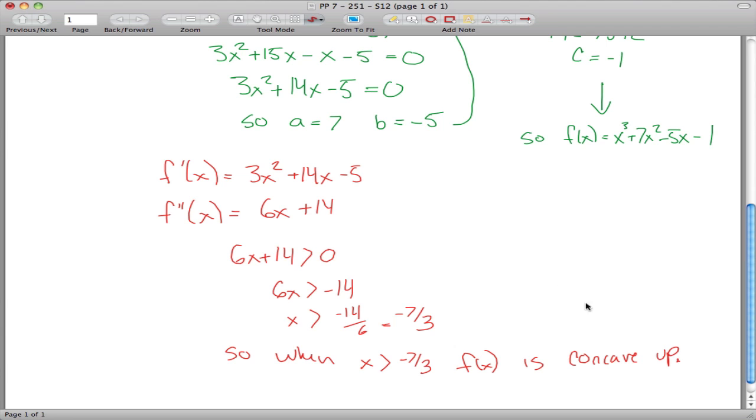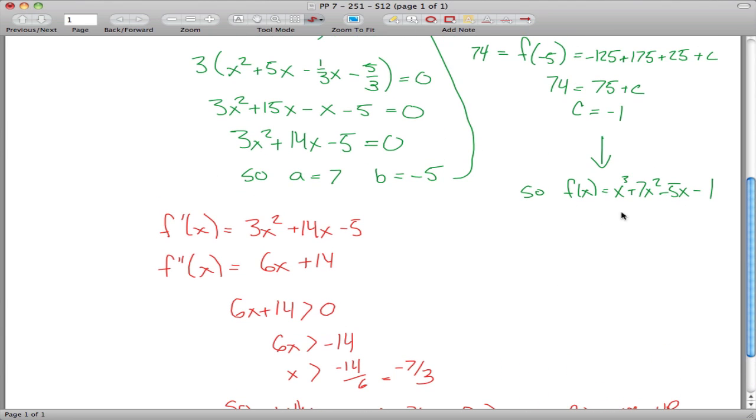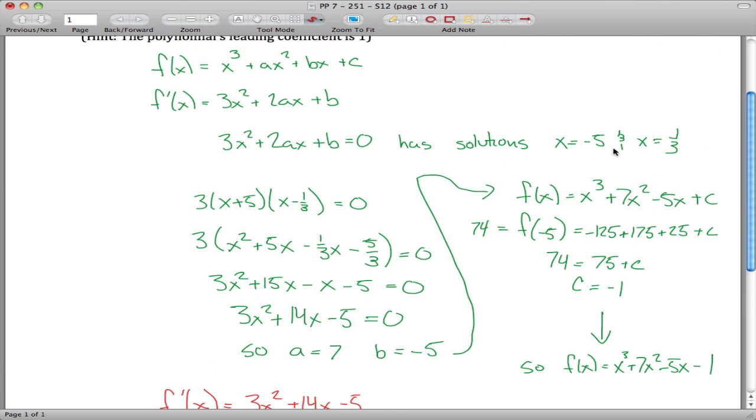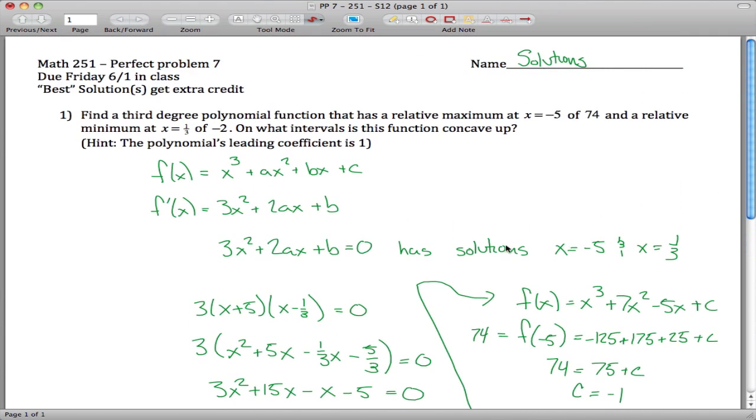And I guess that's the end of this perfect problem. I think finding this was probably the hardest part. Once you get this, it's not too bad to find out when it's concave up. But for this you had to get a little bit clever with using solutions and factoring. But if you figured all this out, that's pretty good. You got a good grasp of derivatives and what they mean and how to factor polynomials.